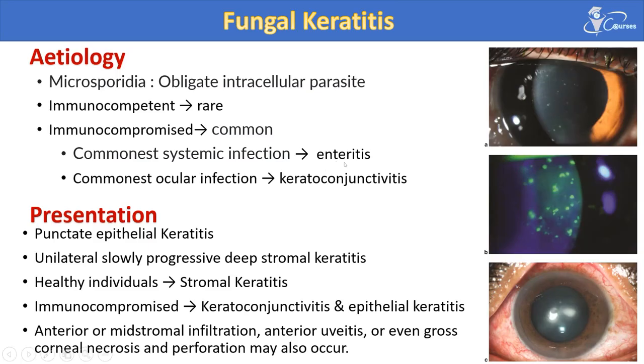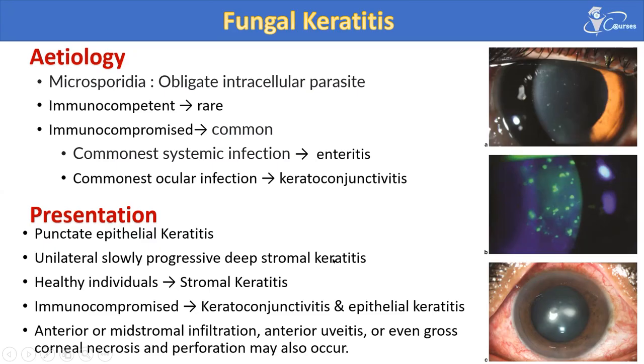Enteritis, the problems within the intestines. And the commonest ocular infection is keratoconjunctivitis. So those patients have keratoconjunctivitis. So what will be the presentation of those patients with microsporidial fungal keratitis? They first start with punctate epithelial keratitis. Then these will show unilateral, slowly progressive deep stromal keratitis. Remember the word deep? Remember that the fungal usually is a deep infection.